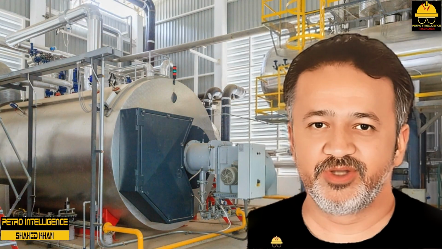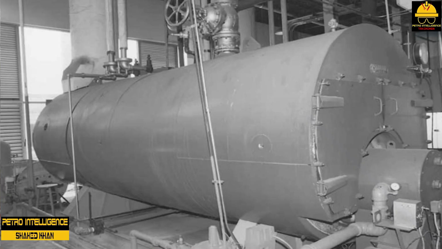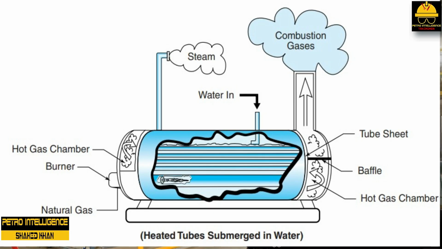A firetube boiler shown in these pictures consists of a boiler shell with feed inlet and outlet connections, firetubes, a combustion tube, burner, feed water inlet, steam outlet, combustion gas exhaust port, and tube sheets.